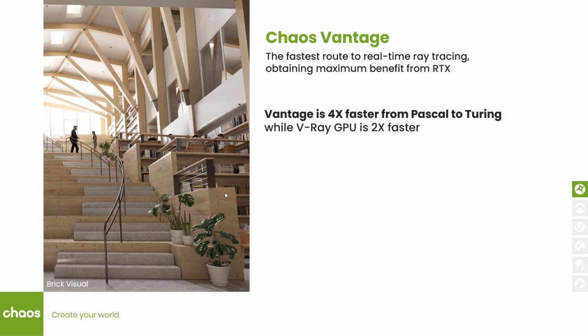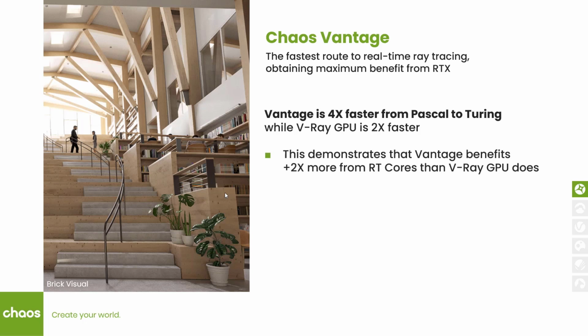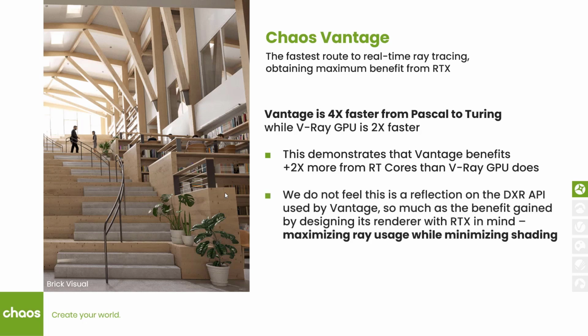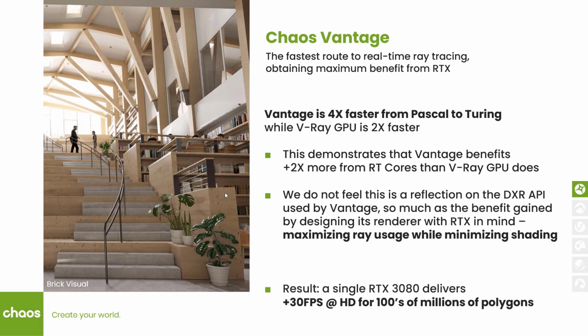Now, you may have noticed that Vantage is 4x faster from Pascal to Turing, while V-Ray GPU is only 2x faster. Basically, this means that Vantage is getting double the benefit from the RT cores than V-Ray GPU does. There are some ways of handling data that this impacts, but primarily we think that this is due to the fact that we designed Vantage with RTX in mind. And so we maximized its ray usage while minimizing its shading. And we feel that this is the real reason that we got twice the impact from RT cores rather than just the DXR API that it's using. But the result is amazing. With a single RTX 3080 now, you can get 30 frames a second at full HD with hundreds of millions of polygons. It's a dream come true for designers.